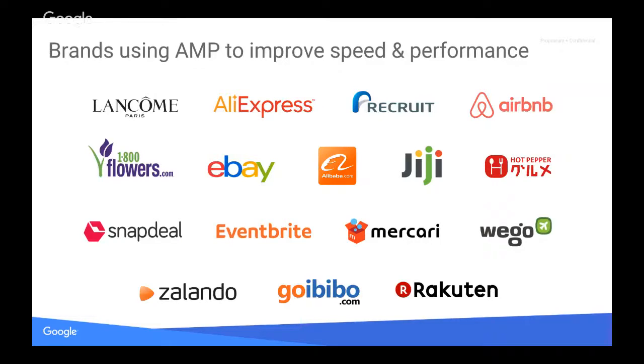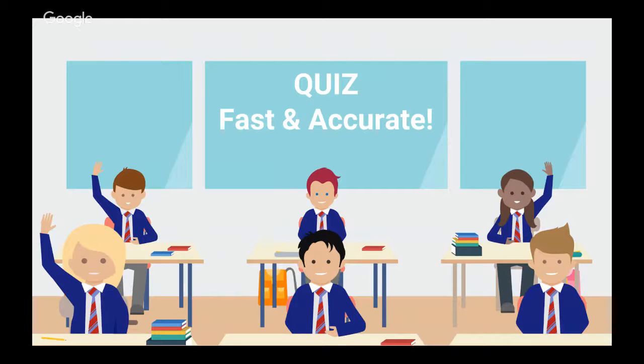There are already a lot of brands that are using AMP to improve speed and performance. So big brands like eBay, AliExpress, Airbnb, WeGo, Rakuten, and a lot of other big known brands that you know. But yeah, before I follow up on how to get to know more about AMP, let's go with the quiz.